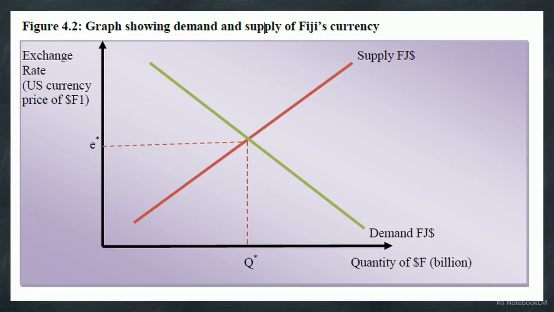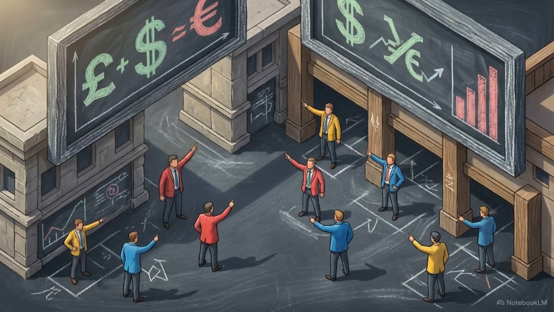To understand how market gravity actually sets these prices, we can map the currency market on a chart. This graph measures the exchange rate on the vertical y-axis against the quantity of domestic currency on the horizontal x-axis. The demand curve slopes downward. This demand is generated by foreigners who need to acquire the domestic currency to buy exports, invest capital, or speculate.